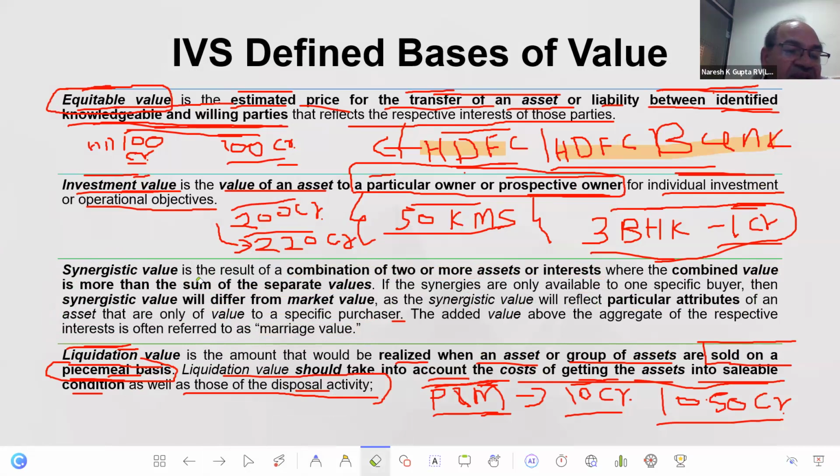So as you can see, synergistic value is the result of combination of two or more assets or interests, where combined value is more than the sum of separate values. So this probably will provide a reply to your specific query, sir. It is highlighted: more than the sum of separate values. So unless it is more, that is not a synergy.